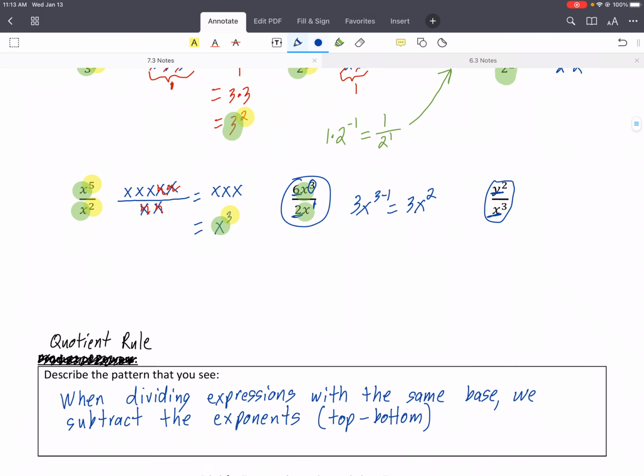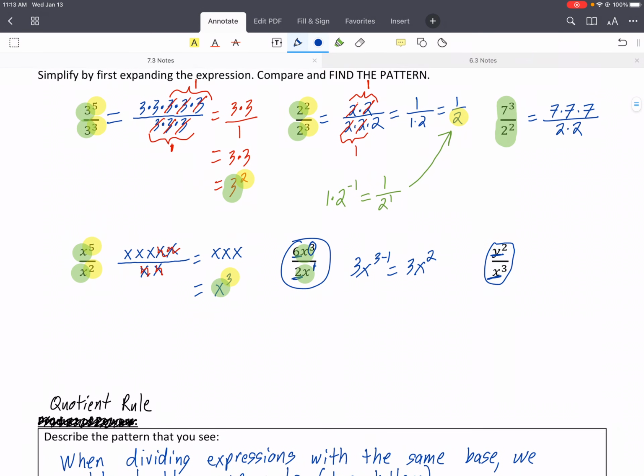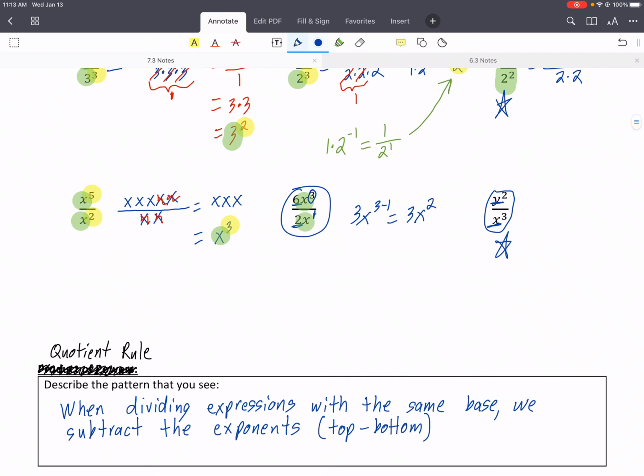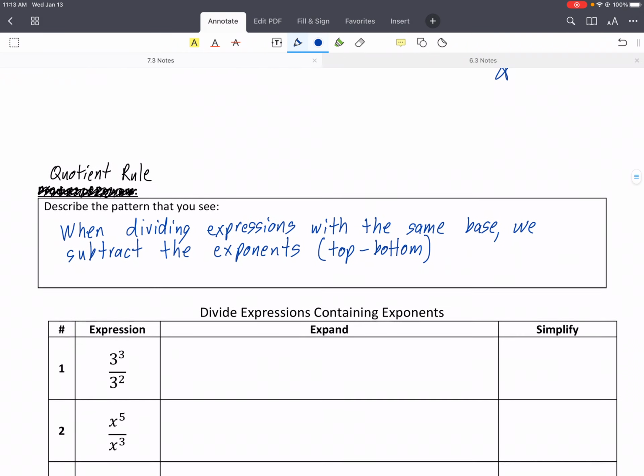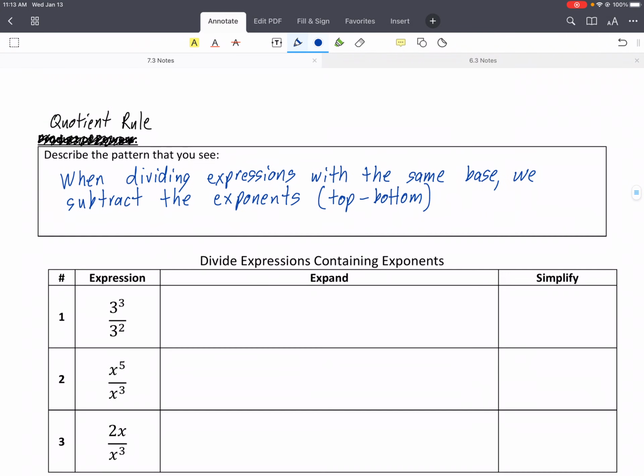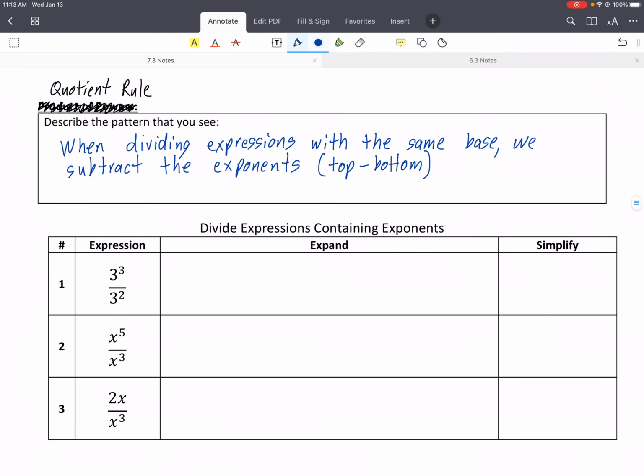So again, all of these up here, they had the same base except for these last two. Those ones didn't have the same base, so we couldn't use our rule, but these other four, they all had the same base, so we could use this rule. So when we divide expressions with the same base, we subtract the exponents. If we ever get confused with the rule, you can always just write it out and it'll give you the same answer.